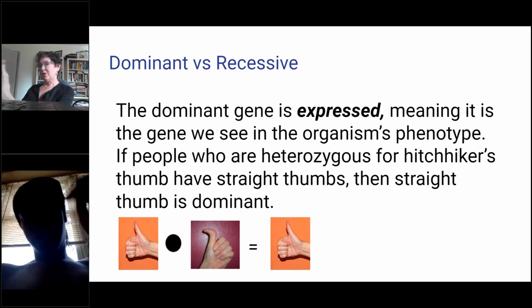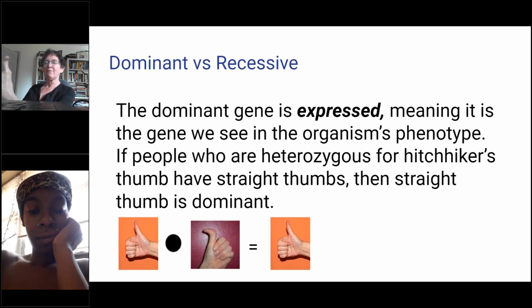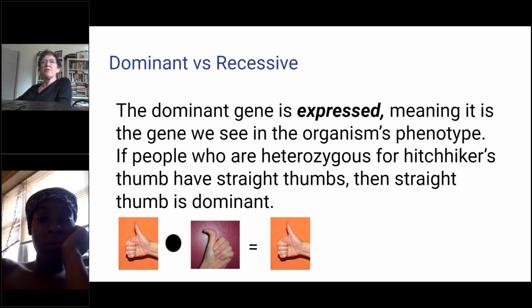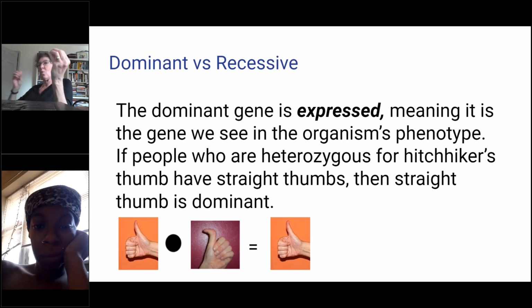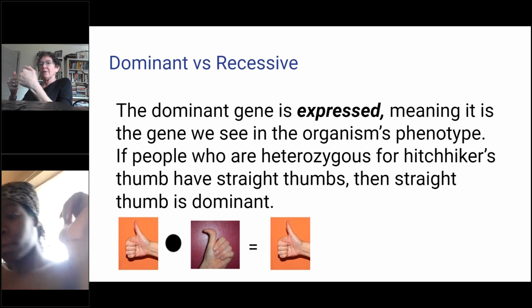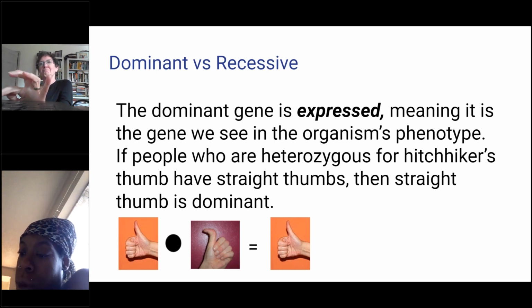So if you have a parent who gives you a gene for a straight thumb and a parent who gives you a gene for a hitchhiker's thumb, you're going to end up with a straight thumb because that's the dominant gene. Okay, so your genotype is heterozygous, meaning one of each. For the straight thumb, you've got one of each, saying which kind of thumb you have. Then your phenotype is straight thumb. Okay.